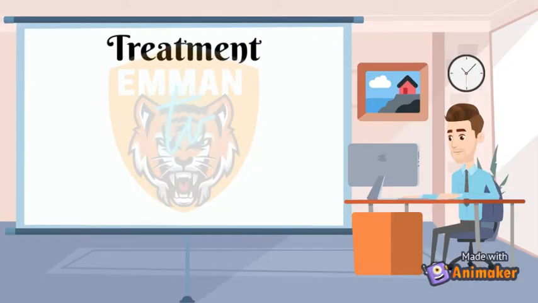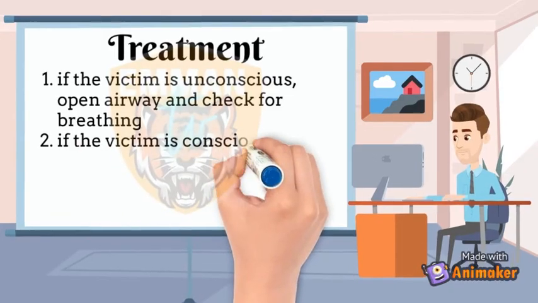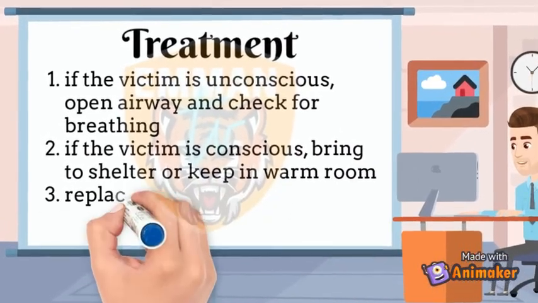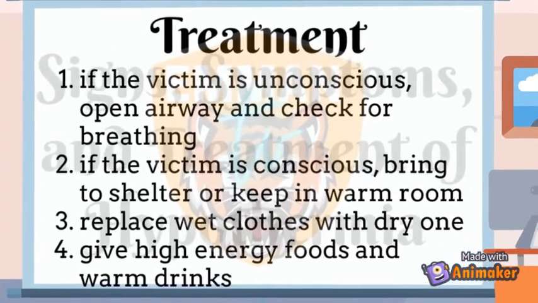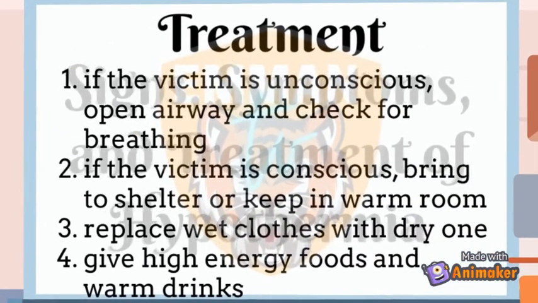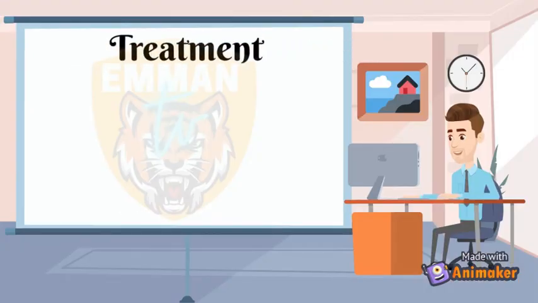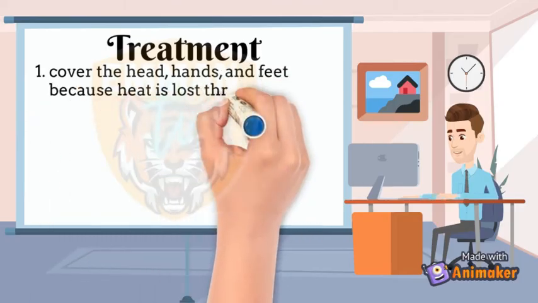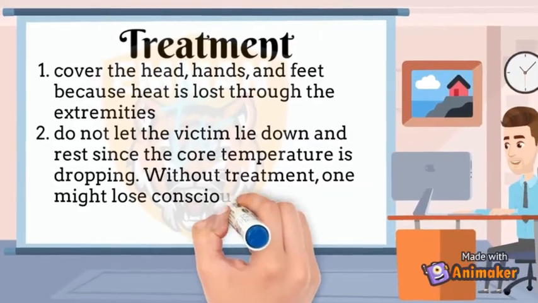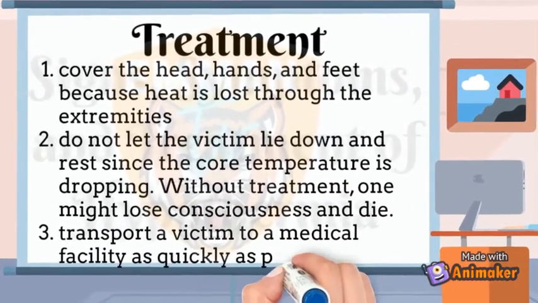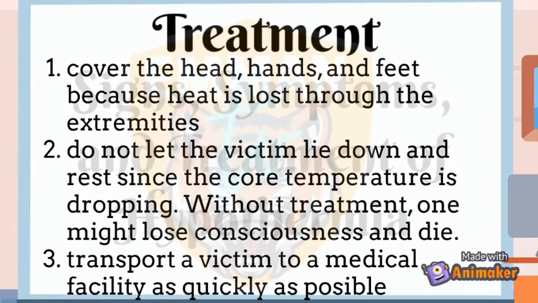Treatment. 1. If the victim is unconscious, open airways and check for breathing. 2. If the victim is conscious, bring to the shelter or keep in a warm room. 3. Replace wet clothes with dry ones. 4. Give high-energy food and warm drinks. Cover the head, hands, and feet because heat is lost through the extremities. Do not let the victim lie down and rest since the core temperature is dropping. Without treatment, one might lose consciousness and die. Transport the victim to a medical facility as quickly as possible.